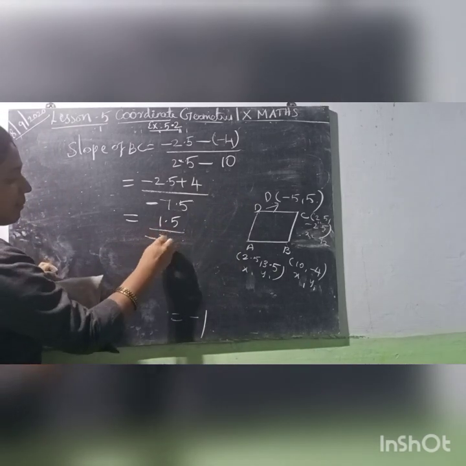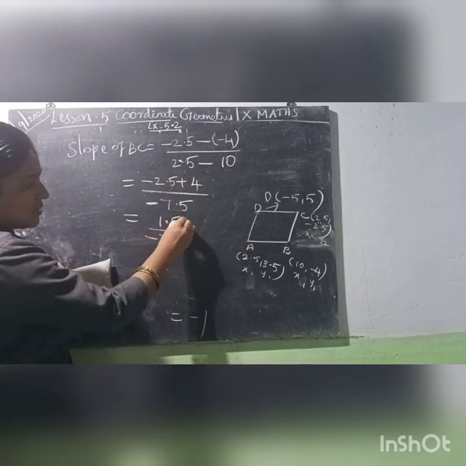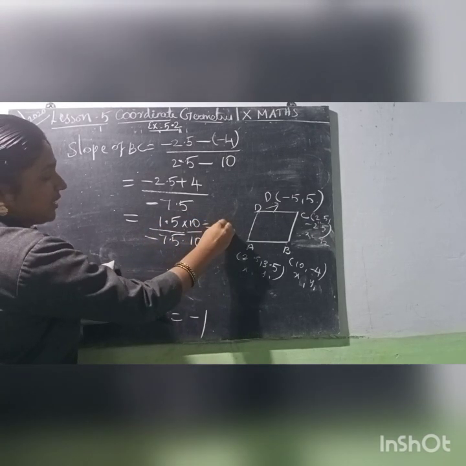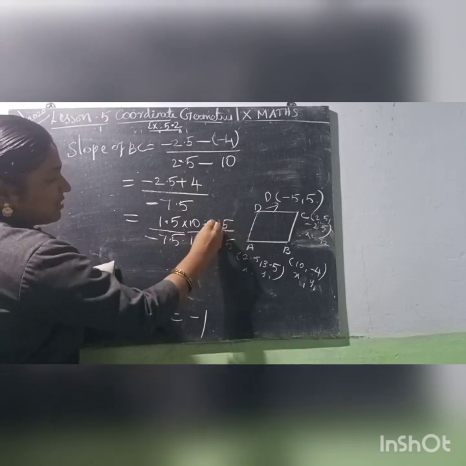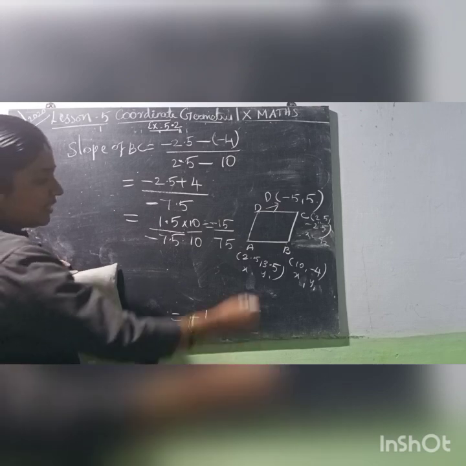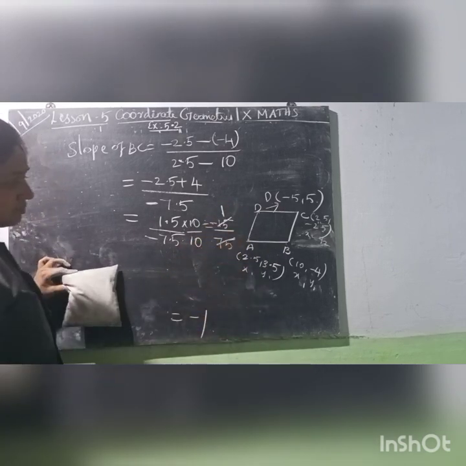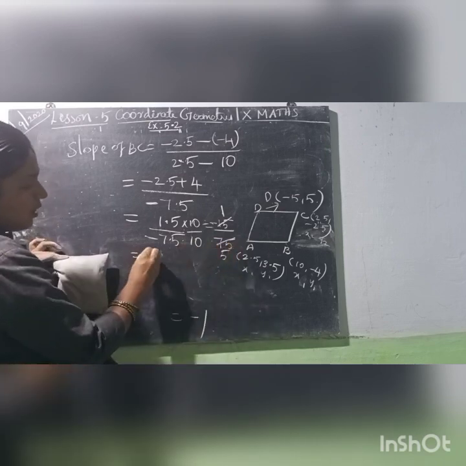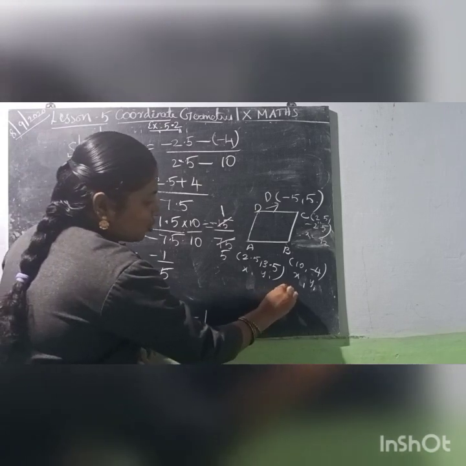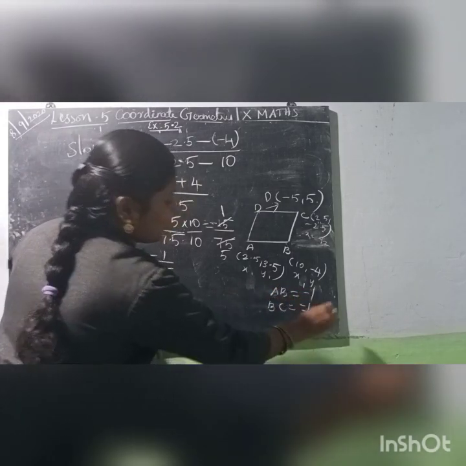1.5 divided by minus 7.5. If you want to remove this decimal, we can multiply both numerator and denominator by 10. So we will get 15 divided by 75. The minus remains. We can cancel by the 15 table, 5 table or 3 table. So this is 1 time and here 5 times. So now minus 1 by 5. This is the slope of BC. Now we got slope of AB is minus 1 and slope of BC is minus 1 by 5.